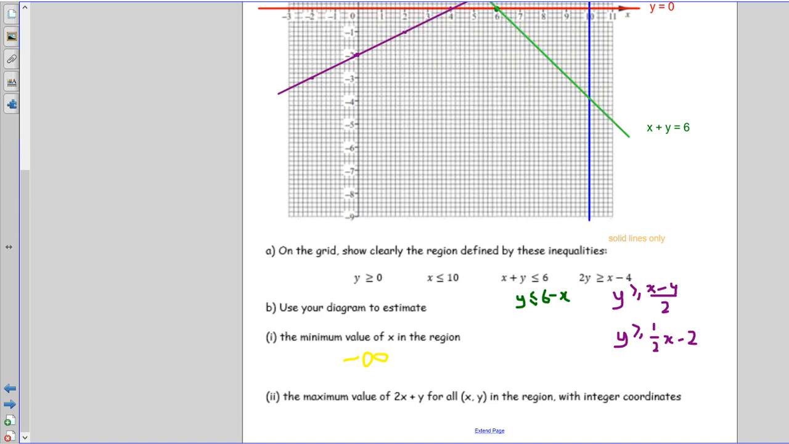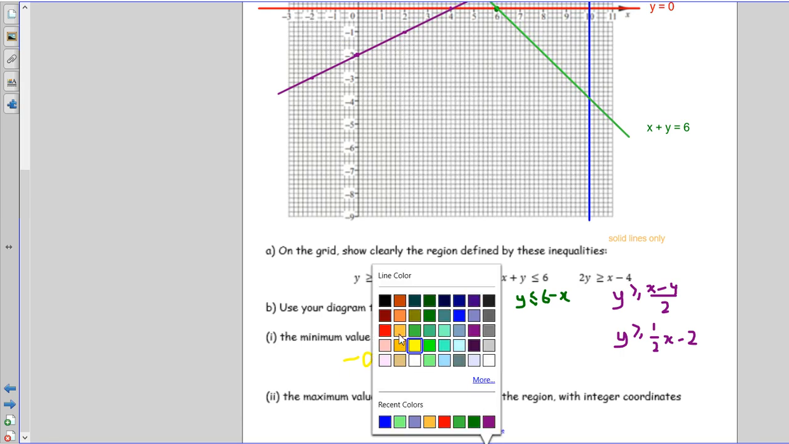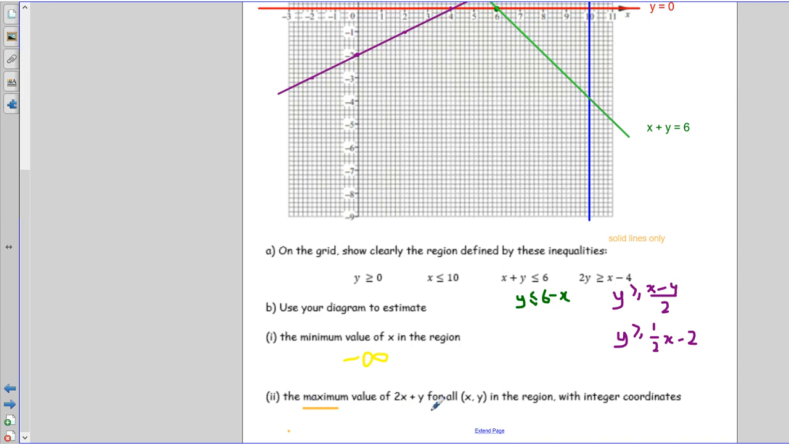Another thing you're asked to find is the maximum value of 2x plus y for all x, y in the region with integer coordinates. Don't worry about that. Actually, cross that out. Actually, no, we want in the region. But with the integer coordinates part, let's just ignore that. It's not something you tend to be asked. So the maximum value of 2x plus y in the region. So if that's confusing you, just cross it out. In the region, then it looks more similar to the exam question we just saw. So 2x plus y, holy moly.